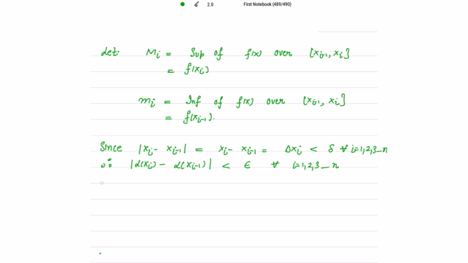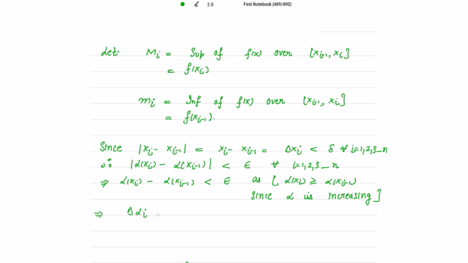Now this implies, because alpha is also an increasing function, that alpha of xi minus alpha of xi minus 1 is already a positive quantity. This is strictly less than epsilon, as alpha of xi is greater than or equal to alpha of xi minus 1, which implies delta alpha i is less than epsilon for all i equal to 1, 2, 3 up to n. So I will use this result.